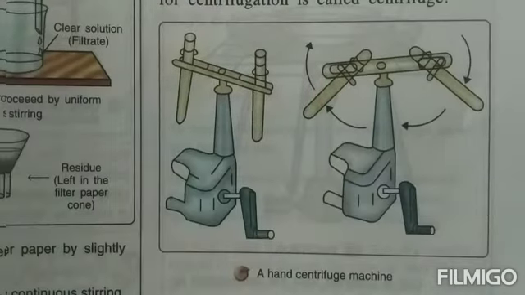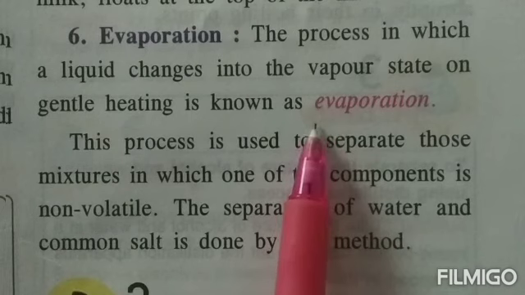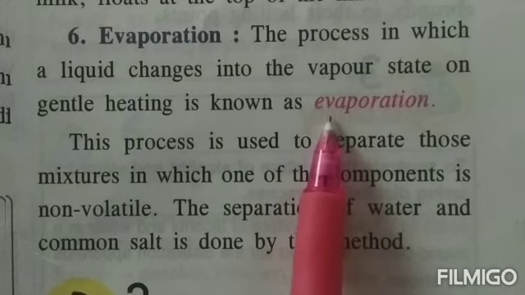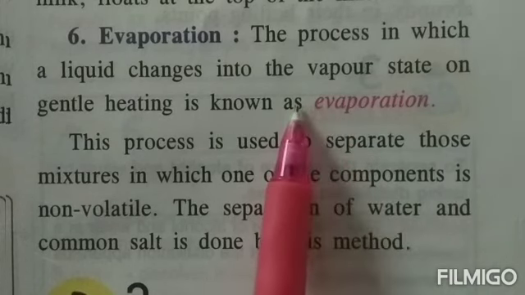Next method is evaporation, children. The process in which a liquid will change into its vapor state on gently being heated is known as evaporation. Now this evaporation is also a method, children, that is being carried out in our nature. Every day, as long as the sun rays are falling on the water bodies, the water evaporates and helps in the process of formation of the clouds. The water cycle goes on, children. So that method is known as evaporation.